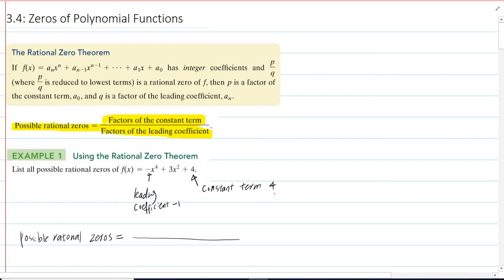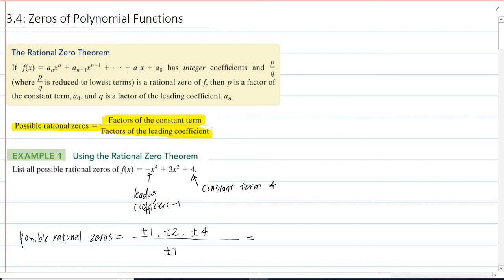Here we have a constant 4, so the factors are going to be positive and negative 1. We also know it's an even number, so definitely we also have positive and negative 2. Another factor is positive and negative 4. Then we look at the leading coefficient, it's just -1. So our factors are just going to be positive and negative 1.